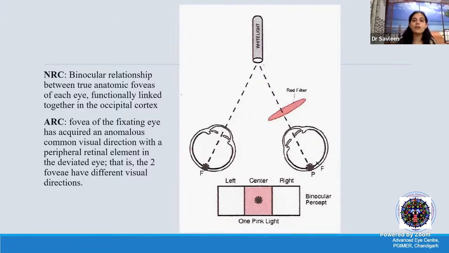By anomalous retinal correspondence, we mean that the fovea of one eye, for example in this photograph, the right eye is normal and the left eye is inturned, starts corresponding to a peripheral point in the other eye. So this P is the pseudofovea that you see. The fovea of one eye now has the same visual direction as this pseudofovea, this point on the strabismic eye. So the brain sees this point as the fovea. It's a pseudofovea because anatomically it is not true, but it corresponds to the fovea of the other eye.